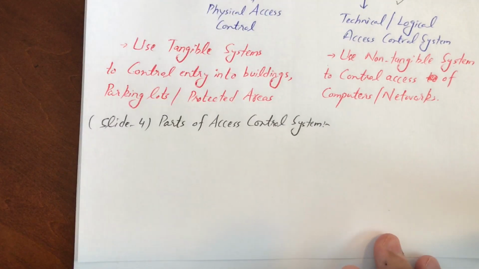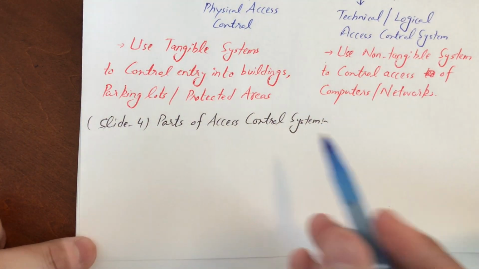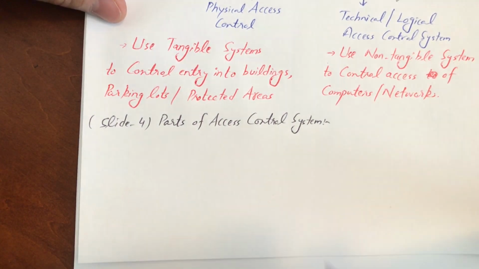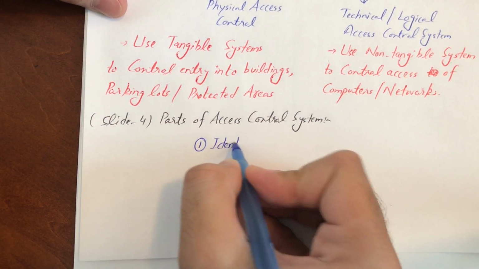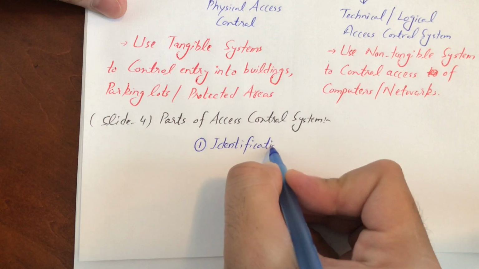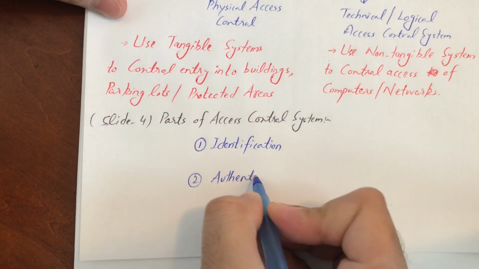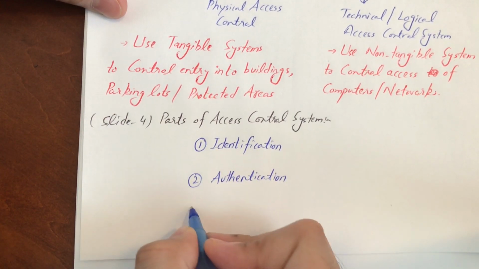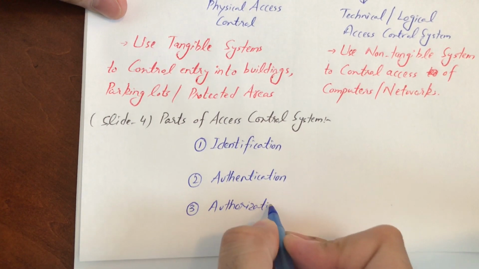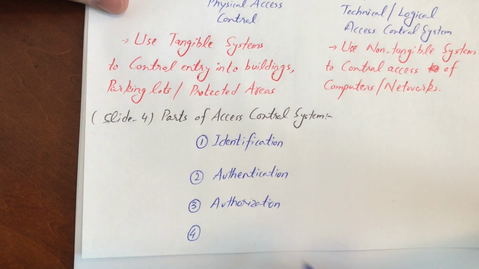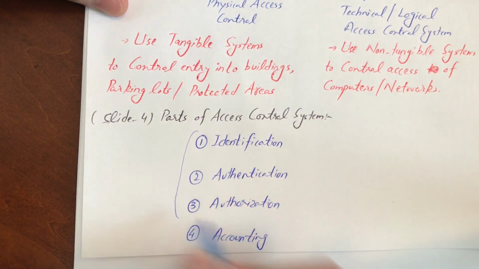So, parts of the access control system. Any access control system, regardless of physical or technical, mainly has four main parts or four main traits. Firstly, an access control system will provide you identification. Then it will also provide you authentication. Authentication is also a part of an access control system. Then it will also have a component of authorization. And the fourth one is basically accounting, or you can say access control or accounting. That's mainly the four components, but mainly these are the three main components.